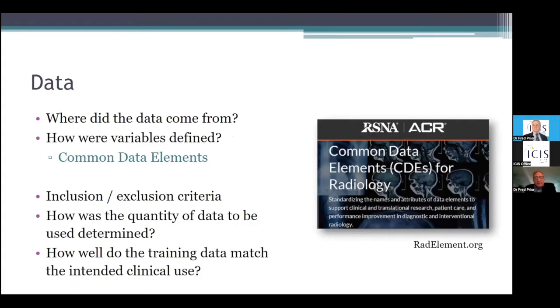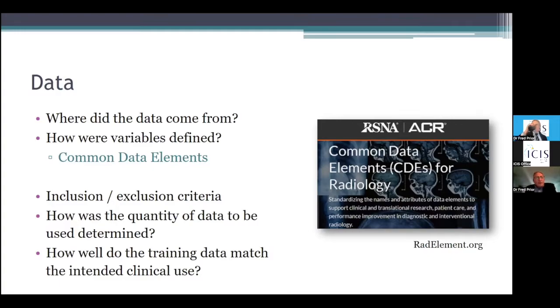When it comes to the data used in these systems, it's important to understand where the data came from and how the variables were defined. The RSNA and the American College of Radiology together have undertaken an initiative to develop something called CDEs, Common Data Elements. These provide a standardized way to describe the data that could appear in a radiology report reported by a radiologist, or that could be generated by an AI system, in such a way that those data are consistent from one site and one application to another. And so that's important. You can learn about that at radelement.org.